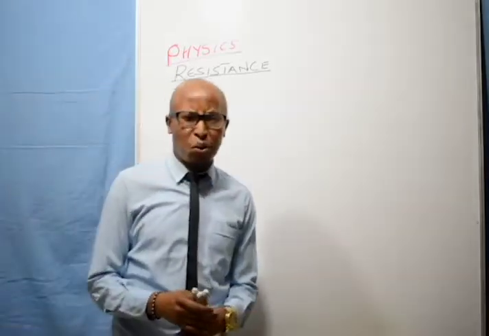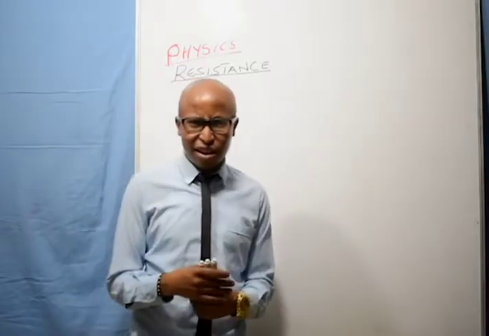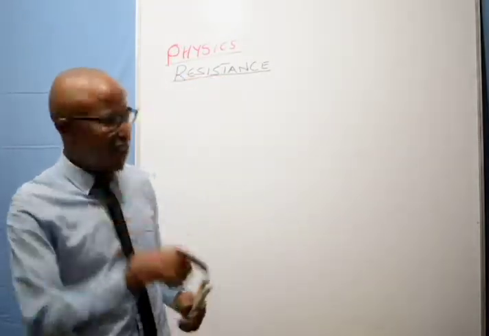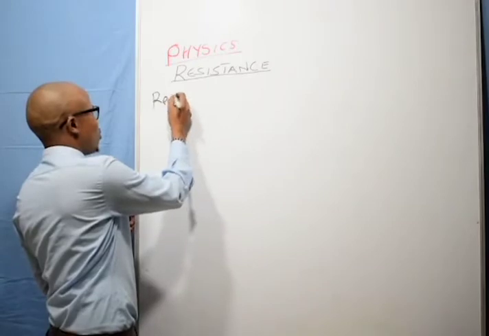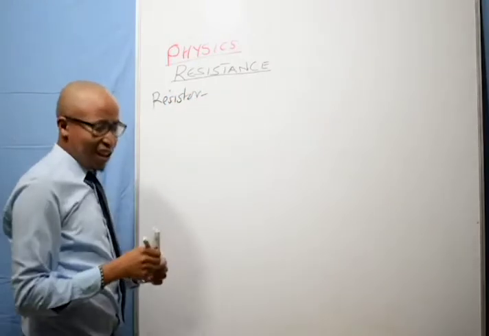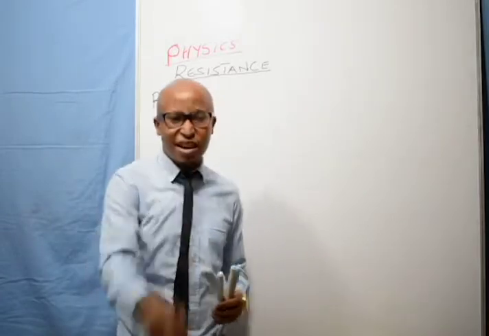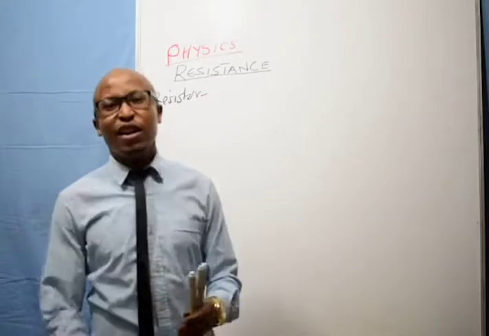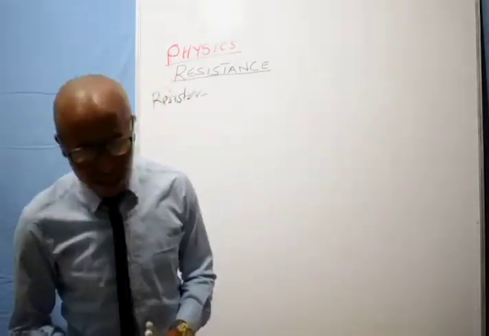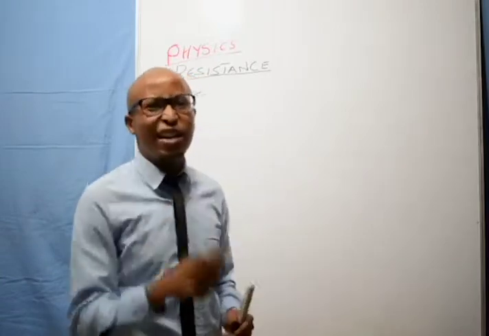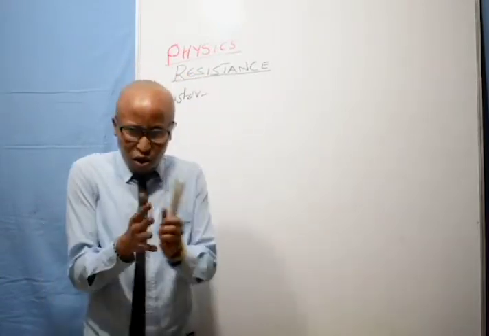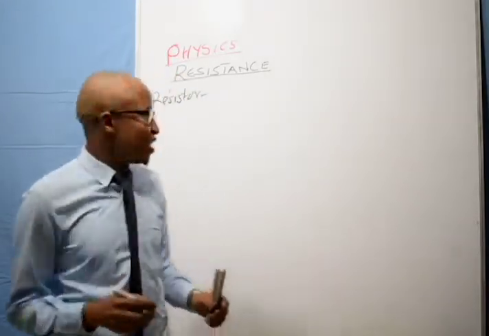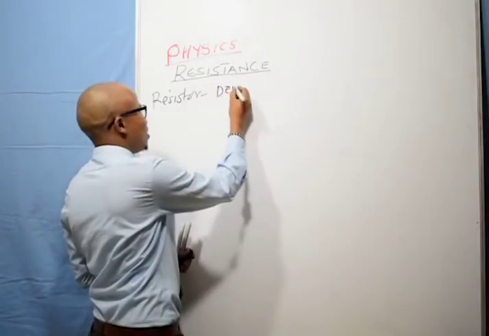So resistance, you can ask yourself, what is resistance? Resistance comes from the word resistor. So let's first of all learn from the word resistor. What is a resistor? A resistor is a device that is used to resist the passage of an electric current. You have to state that it is a device that is used to block or to resist the passage of electric current.